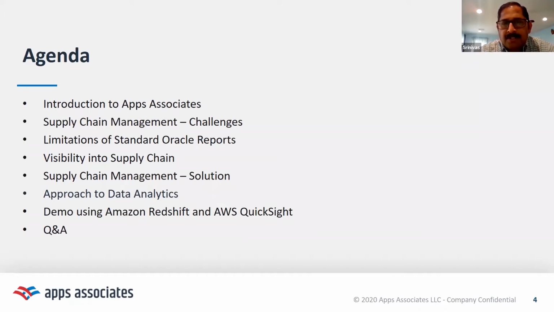The agenda is: we'll start with a quick introduction to Apps Associates, followed by the typical supply chain challenges that we see in the environment today. We'll also walk through some of the standard Oracle reports, which I've picked a few of, from Cloud ERP applications, and talk about the limitations of standard Oracle reports. Then we'll get into the solution that we think would help with the visibility needed for supply chain, followed by a brief demo, which is going to talk about how we can use AWS Redshift and QuickSight to put the solution together.